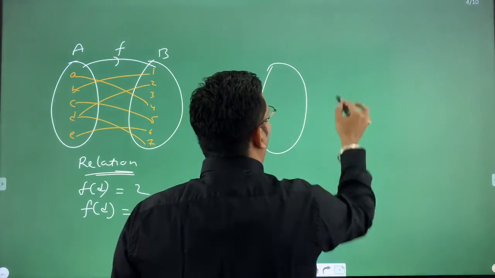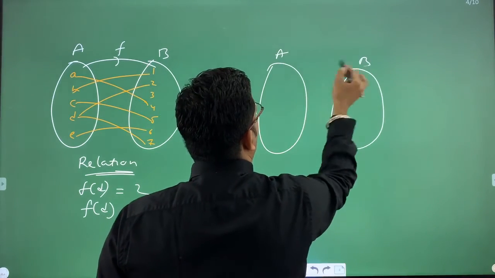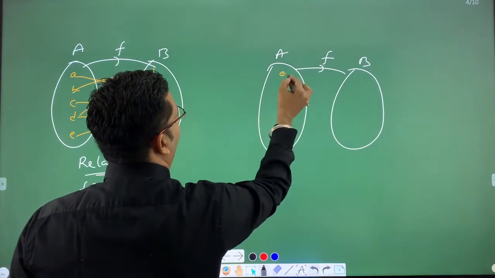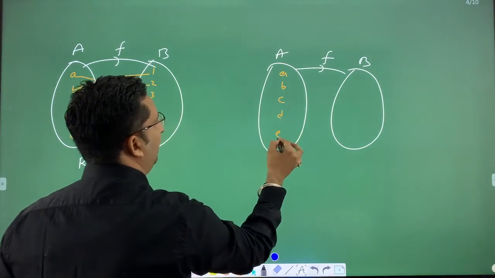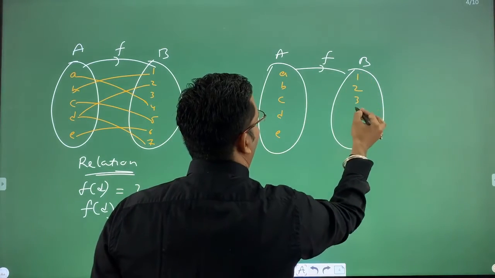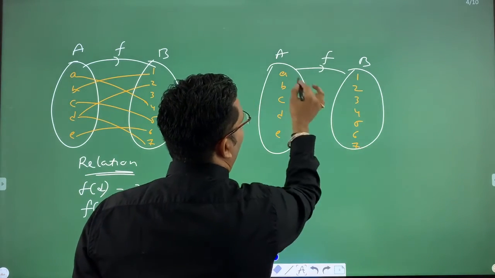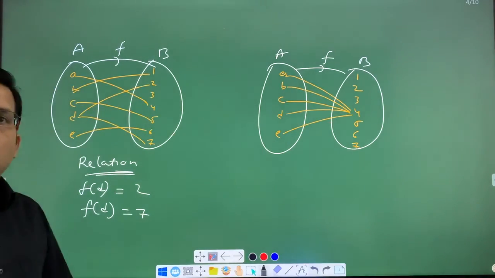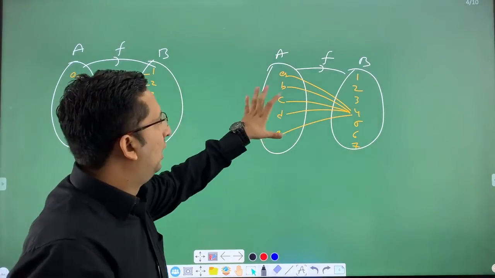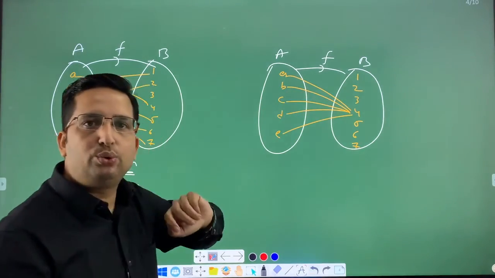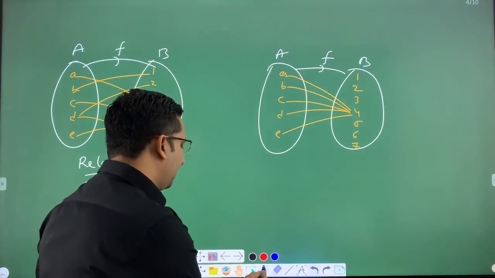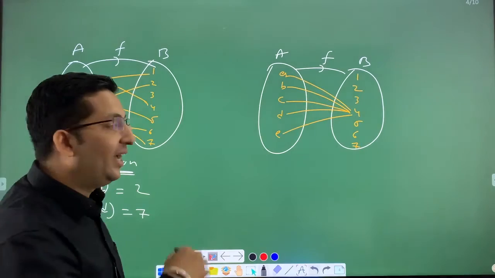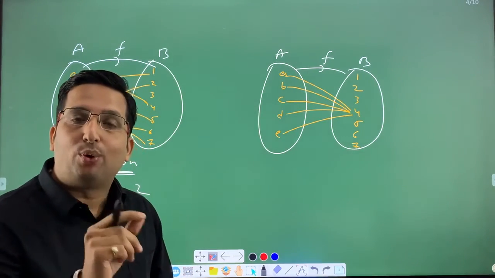And last but not the least, let these be two sets and the elements are A, B, C, D, E, 1, 2, 3, 4, 5, 6, 7. Let the mapping look like this. Here I can see all the elements are giving the same value. Now, is this a function? Yes, it is a function. Why? Because it follows both our conditions.